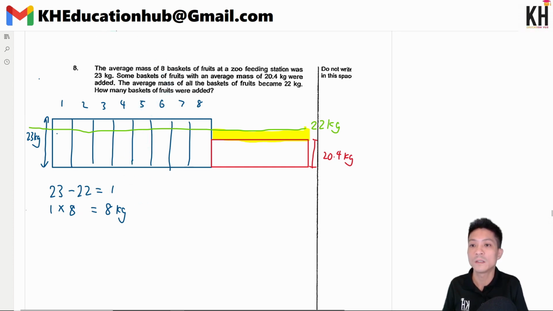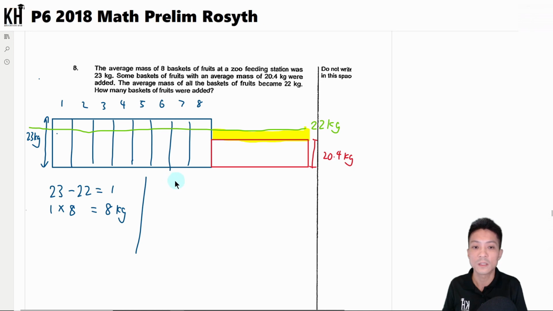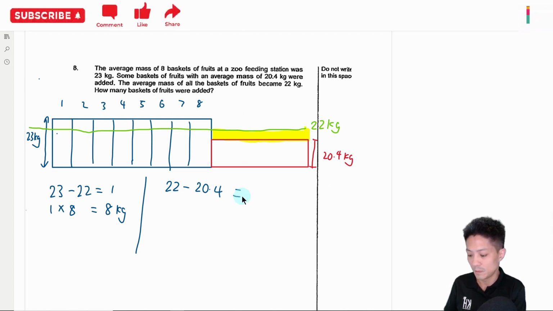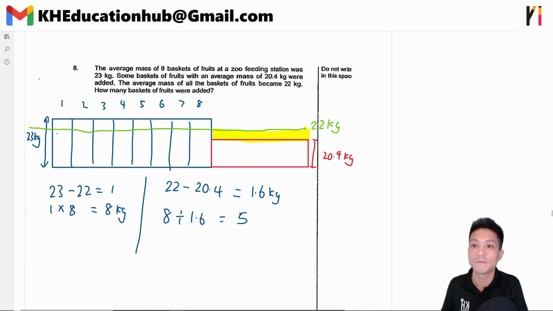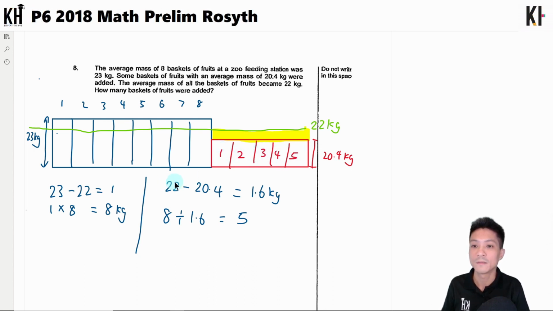Okay, so the next step is to use the new average minus the average of the other group, 20.4. This will give me 1.6. Then I'm going to use 8 divided by 1.6, which will give me 5. That means over here there are actually 5 baskets: 1, 2, 3, 4, 5. So this will be the answer.